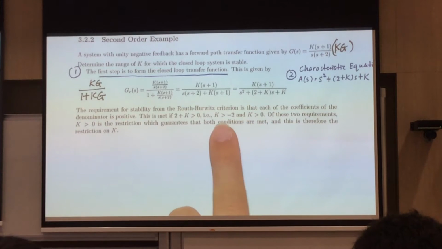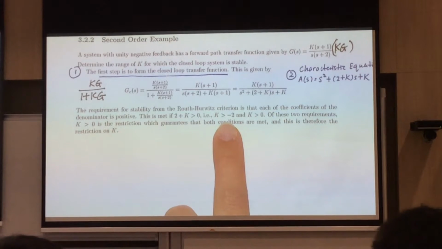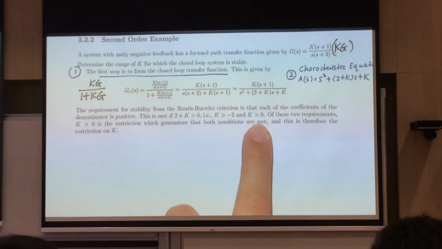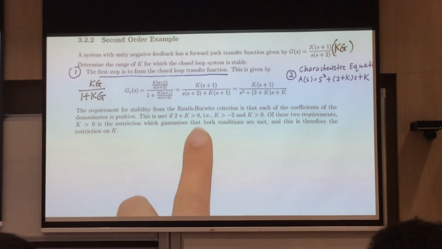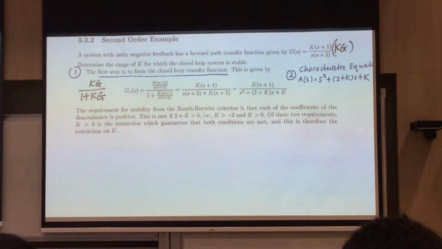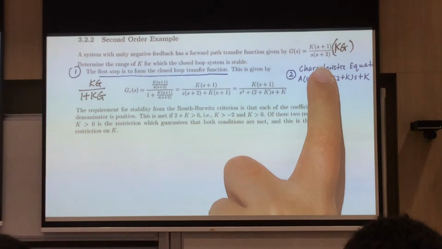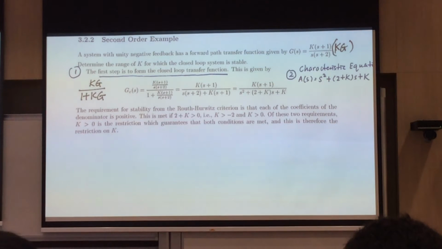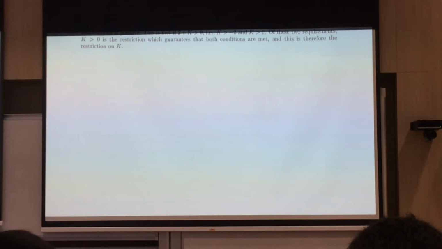Then we need to compare these two to tell me the final answer. This says K must be bigger than minus 2. This says K must be bigger than 0. If I need to satisfy both conditions, my final answer is K must be greater than 0. This is the final restriction which guarantees that I meet both conditions, and that's the answer. So for closed loop stability, for this particular system, K must be bigger than 0. Any questions? Alright, so we move on.